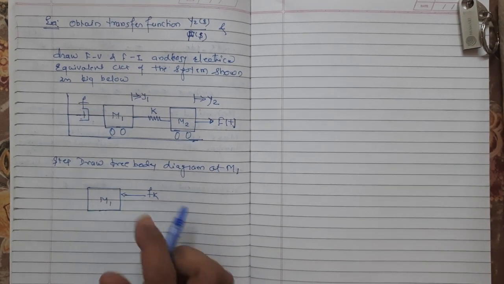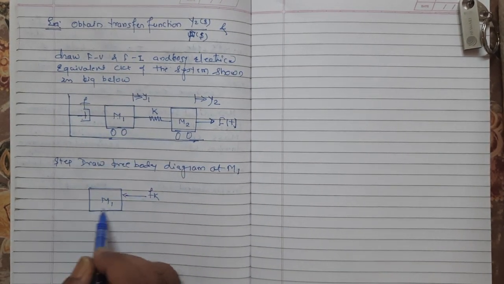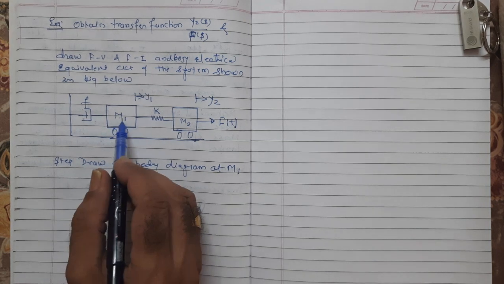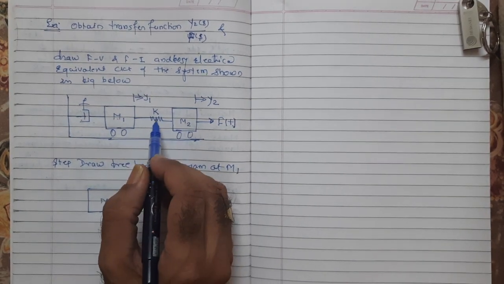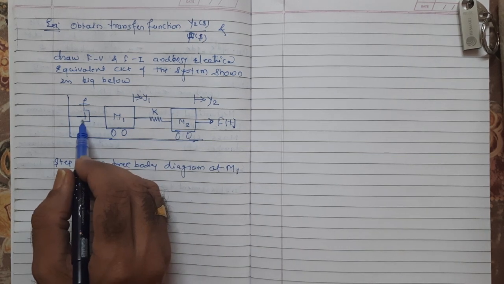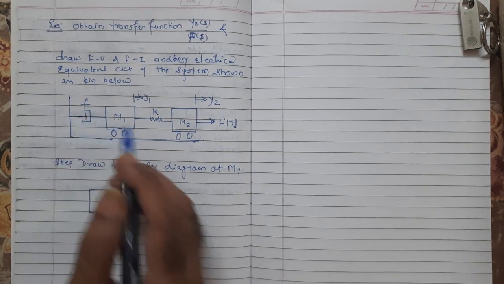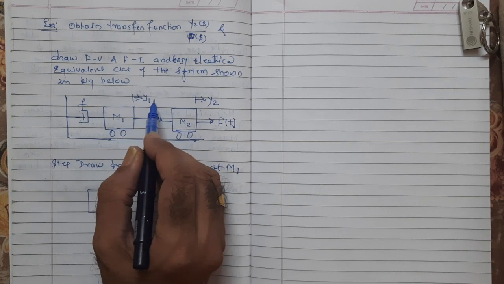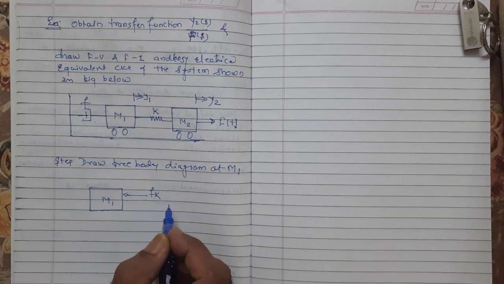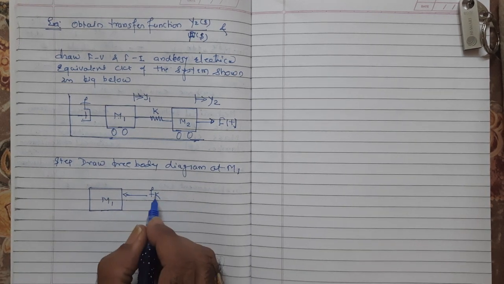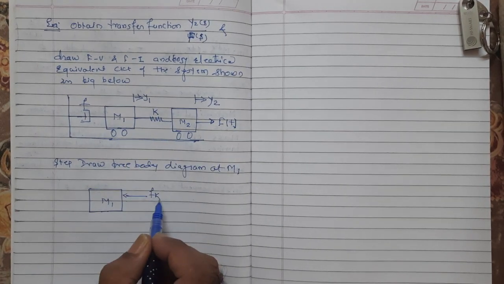So now we will draw the free body diagram at M1. To the M1, three forces are connected: one is due to the M1, another is the K, and the third force is associated because of this damper. The direction of the displacement is from left to right, so all the forces will act from right to left. So this is the force due to the spring, that is f of k.